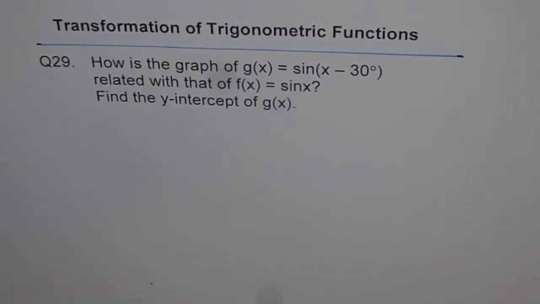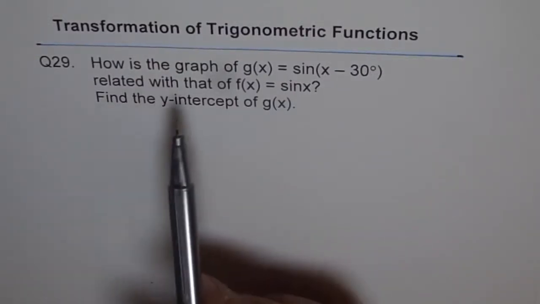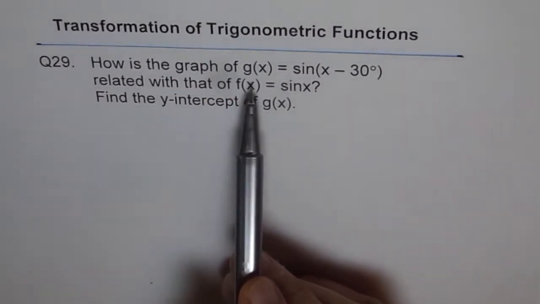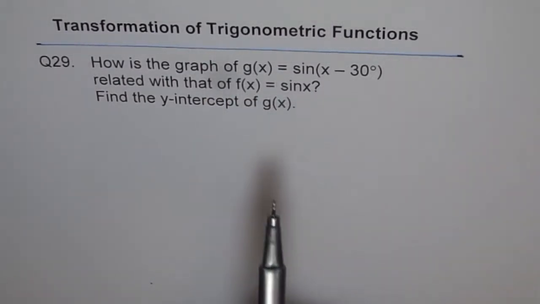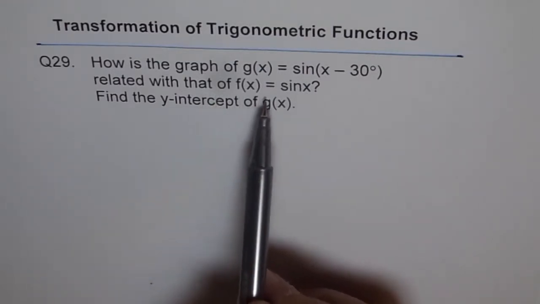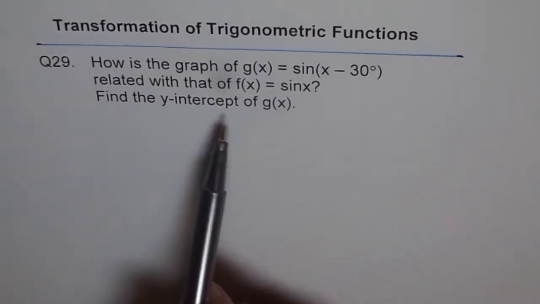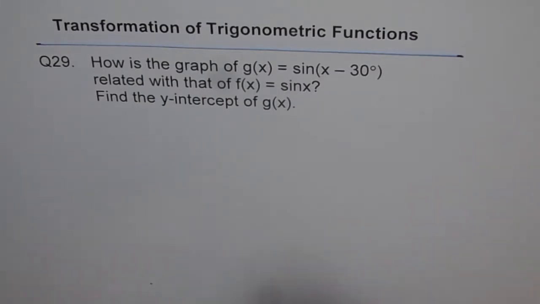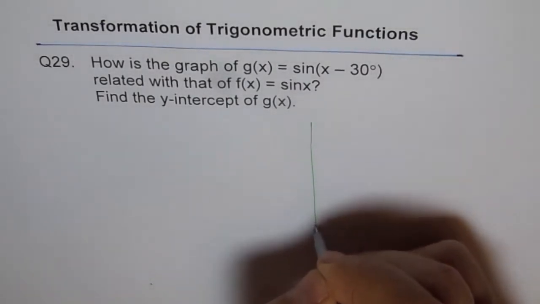Transformation of trigonometric functions. Question 29. How is the graph of g of x equals sine of x minus 30 degrees related to that of f of x equals sine x? Find the y-intercept of g of x. So let's sketch the graphs and see the relation, right?